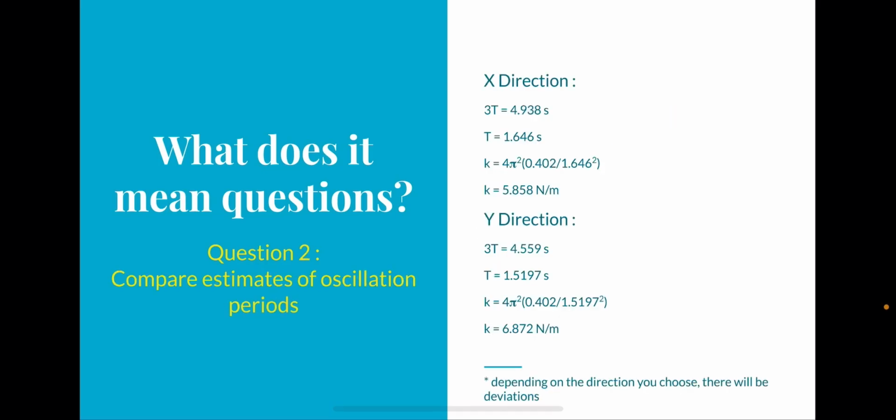Next, we have to compare our 2 oscillation periods. To do so, we did the exact same calculations as before, looking first at the x graph and then looking at the data from the y graph. We took the average for each of the periods first to find T, and then plugged each of them into the k formula, and as we can see, they are a bit different from each other when we solved it. So we know that depending on the direction that we choose, it causes deviations which can affect the spring constants in the graphs.